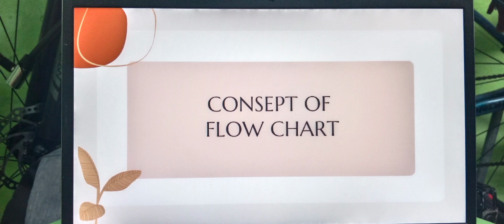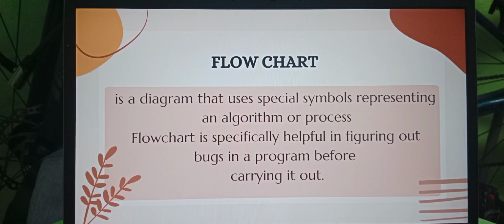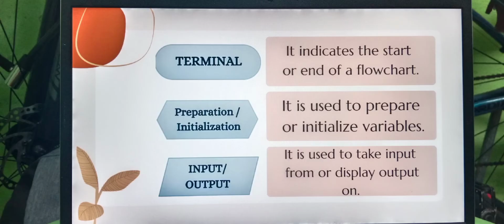Concept of flowchart. A flowchart is a diagram that uses special symbols representing an algorithm or process. A flowchart is specifically helpful in figuring out bugs in a program before carrying it out. These are examples of flowcharts.